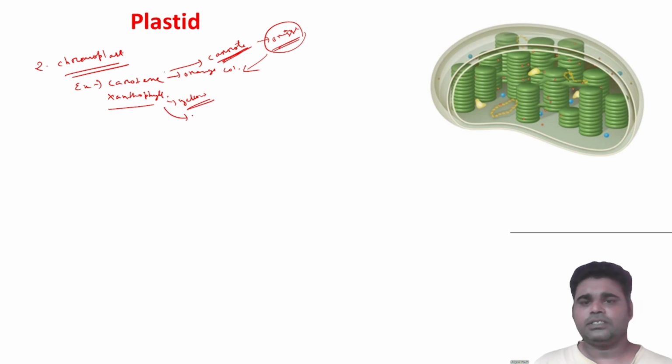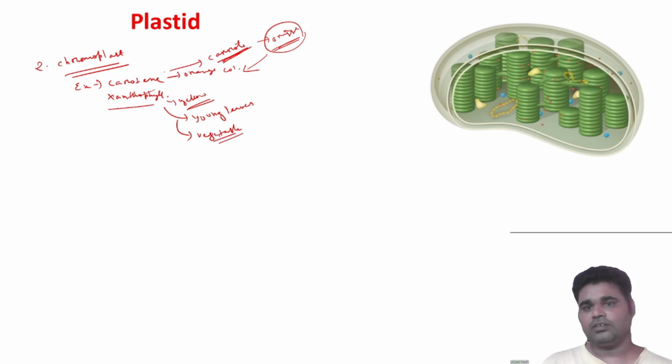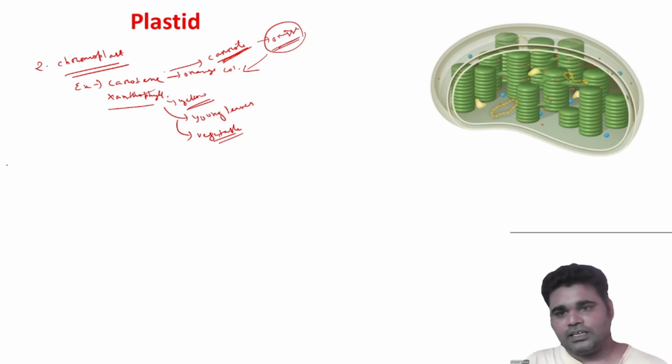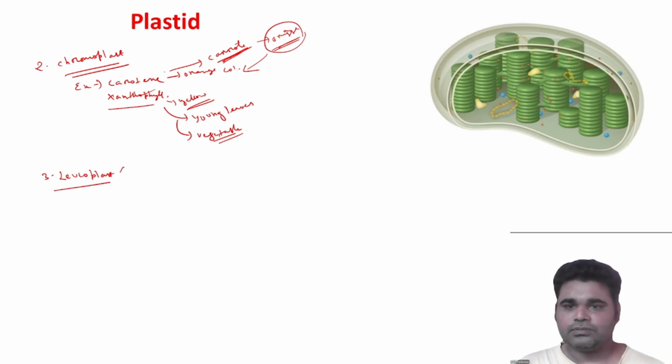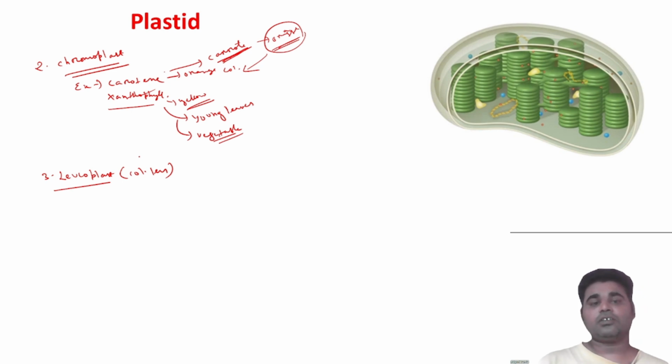It is mainly present in the young leaves, and besides the young leaf, many vegetables also contain the xanthophyll. So this is the chromoplast, and the third one is called the leucoplast. Leucoplast means it is colorless, that means it does not provide any color to the plant.